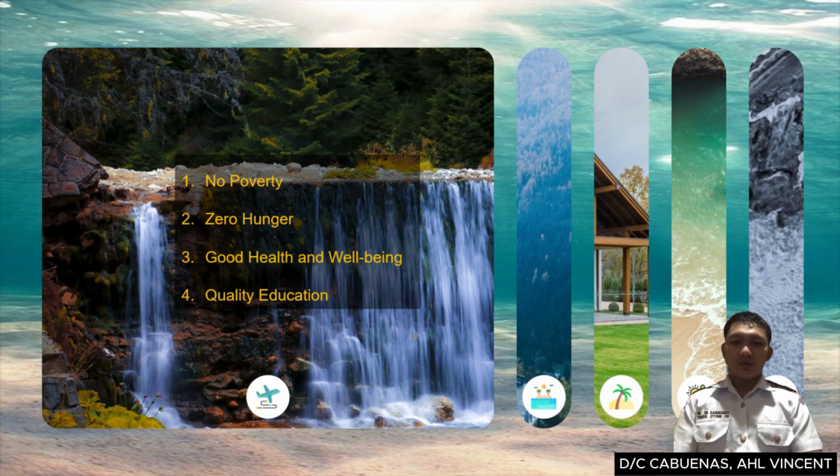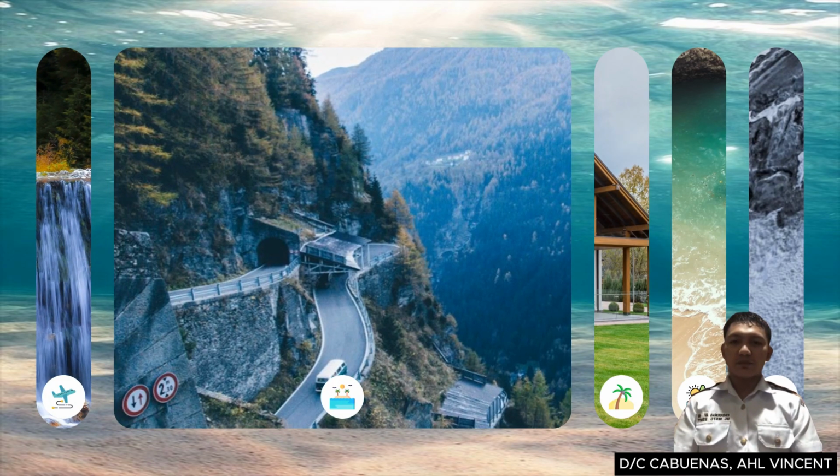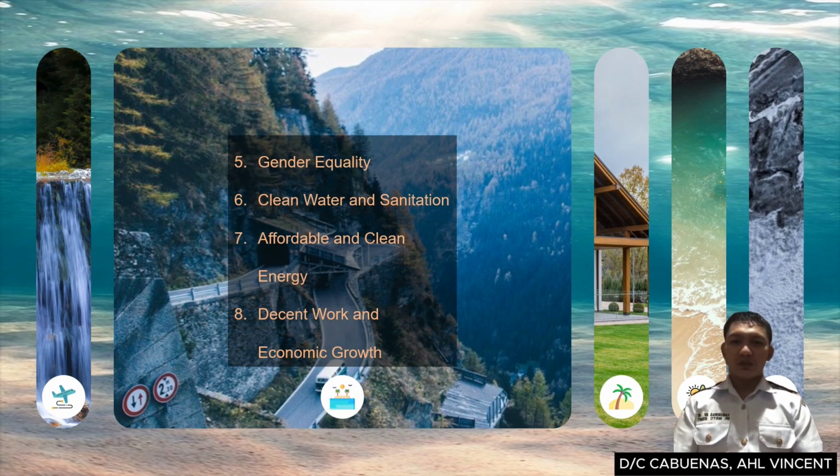Number 3, good health and well-being. Ensure healthy lives and promote well-being for all at all ages. Number 4, quality education. Ensure inclusive and equitable quality education and promote lifelong learning opportunities for all. Number 5, gender equality. Achieve gender equality and empower all women and girls. 6, clean water and sanitation. Ensure availability and sustainable management of water and sanitation for all.